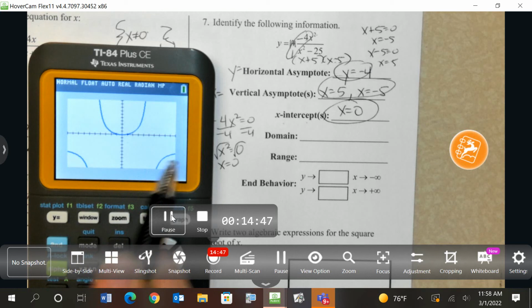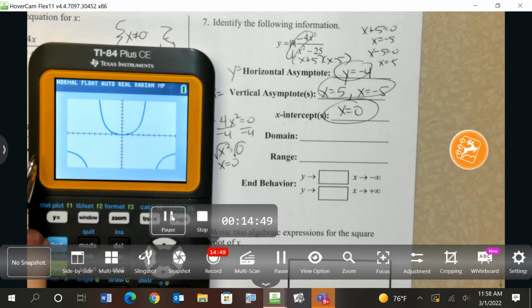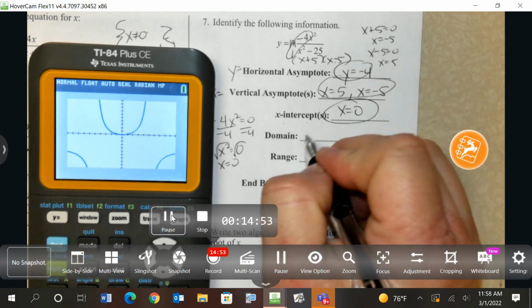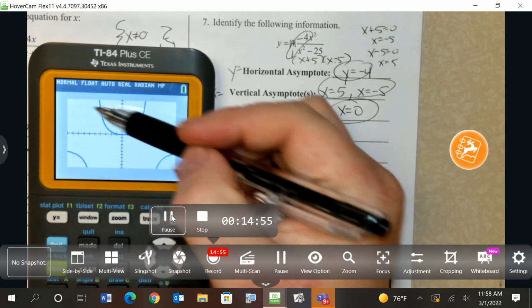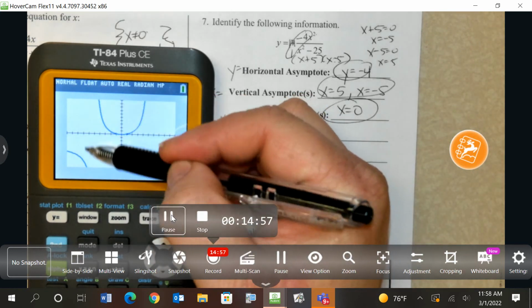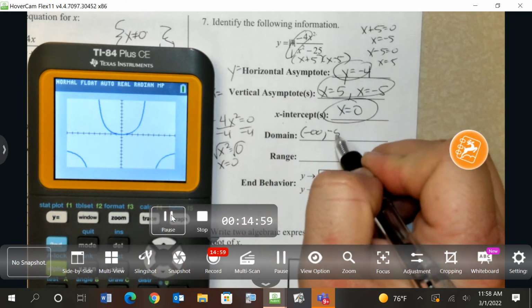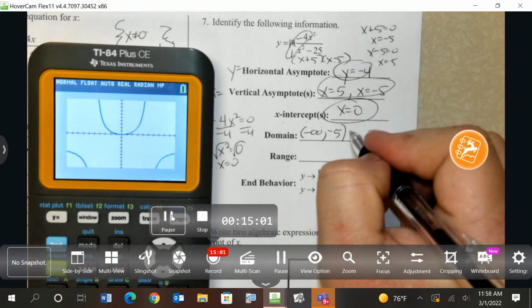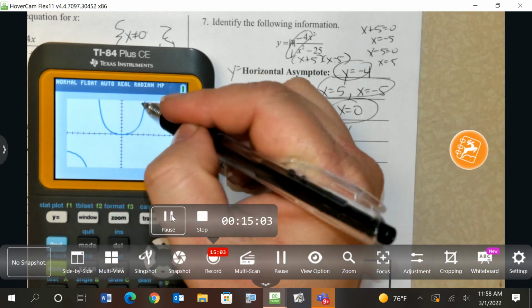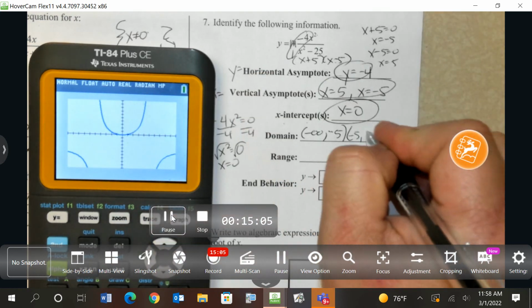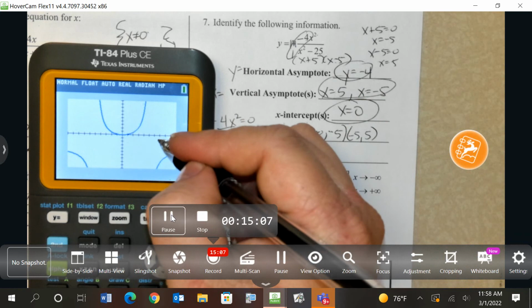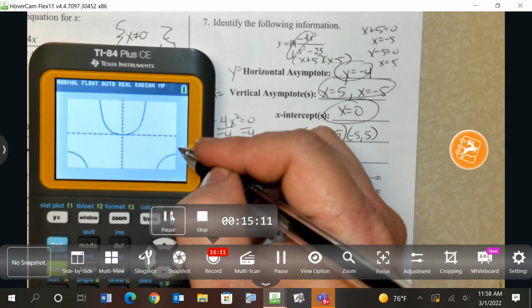y equals negative 4. So domain, it comes in from the far left, and it keeps coming. As it approaches the vertical asymptote of negative 5, it does not touch it, it approaches it. It jumps over it, and it goes from negative 5 to positive 5. And it jumps over x equals 5 as an asymptote, and it goes from 5 as it goes on to the right.